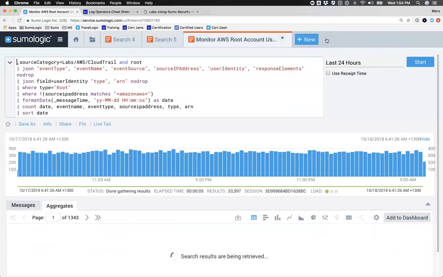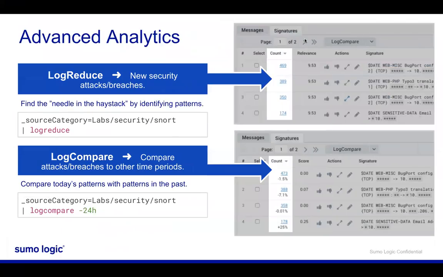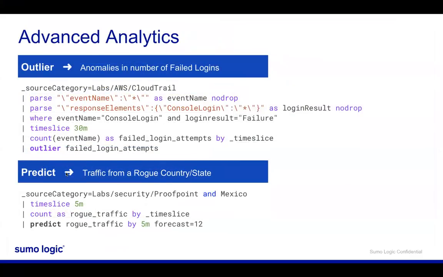Okay, so I've shown you a couple of ones here. I've shown you log reduce, I've shown you log compare. Let's talk about a few other ones that are pretty good here for you. Here's one called outlier, and here's one called predict. So outlier, in this case, I'm looking for anomalies in the number of failed logins, right? So what it allows me to do is look at my CloudTrail data.